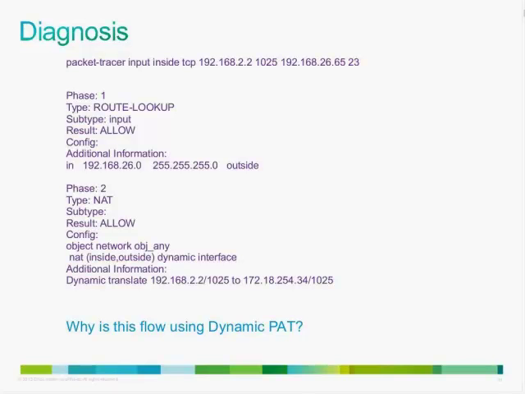So how to use Packet Tracer to solve this problem? So packet-tracer input inside tcp, we're calling the source host, and I said the source could be using any port higher than 1024 and destined to 26.65 on port 23. Standard telnet. I'm trying to telnet to the 26.65 host out on the remote network. So let's see what Packet Tracer shows me. So the route lookup, clearly the route is there and it's pointing to the outside, which is a good thing. The next thing is the NAT line it's taking is completely incorrect. It shows that it's going to take the dynamic interface NAT, right? So that's wrong. So why is it taking the dynamic PAT and not the manual NAT?